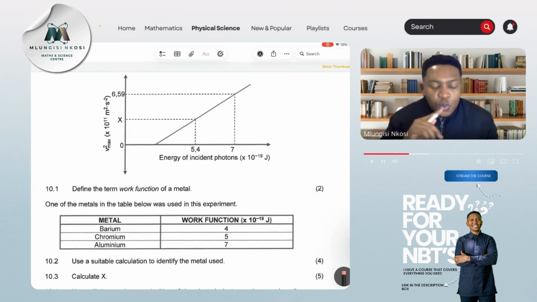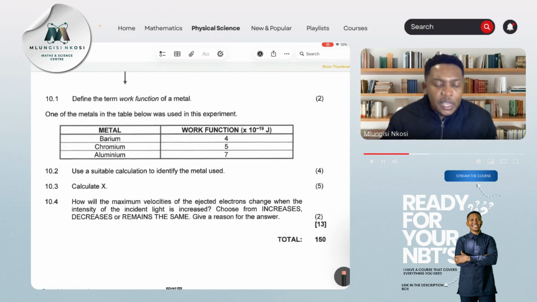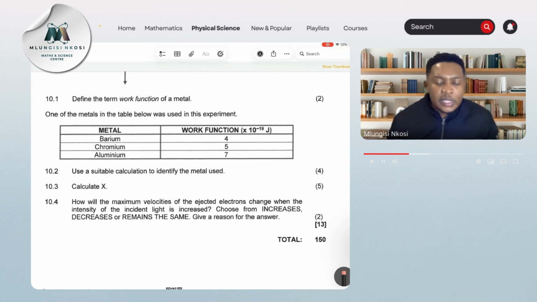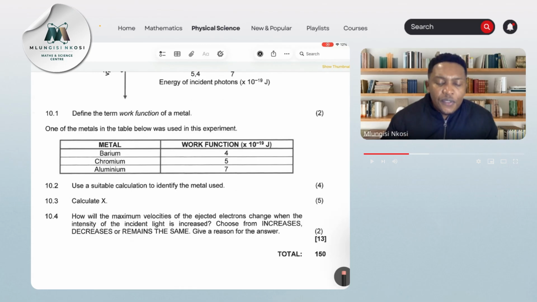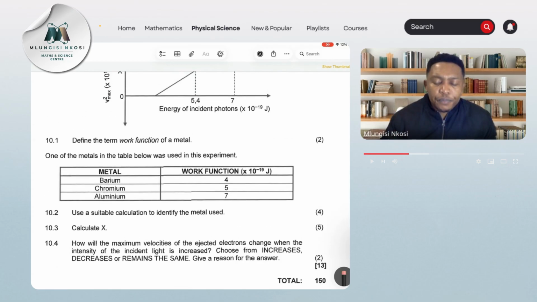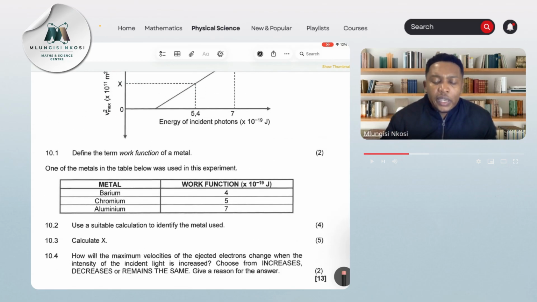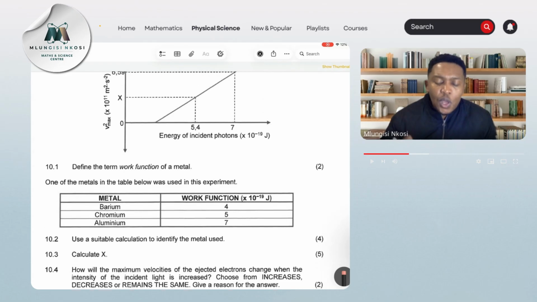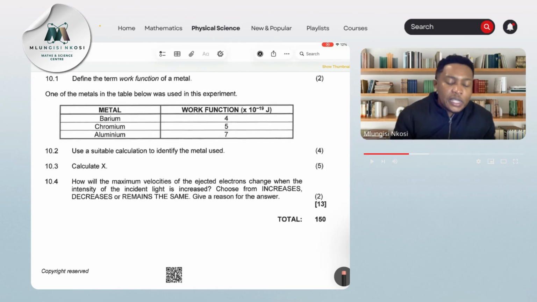Now, they say to us, one of the metals in the table below is used in this experiment. Use a suitable calculation to identify the metal used. Right. Now, it is very important. So they've given us the work function of each of the metals. So we need to be able to calculate the work function and compare, or at least determine which one of the metals they used. So we can only do so by calculating the work function.